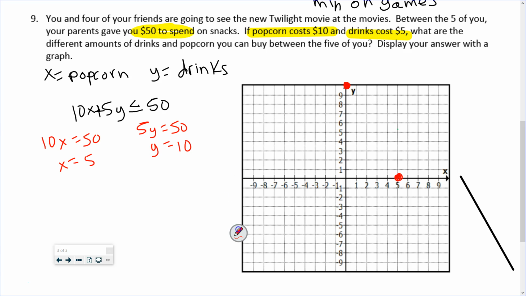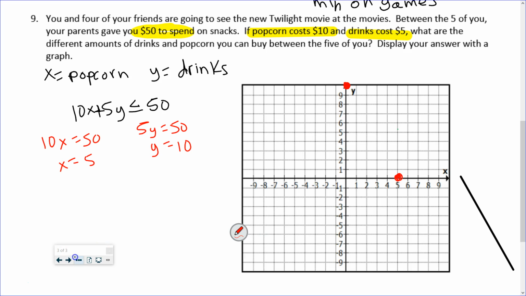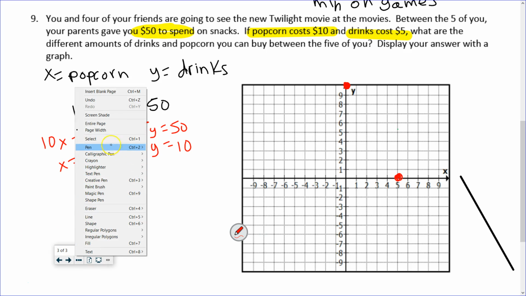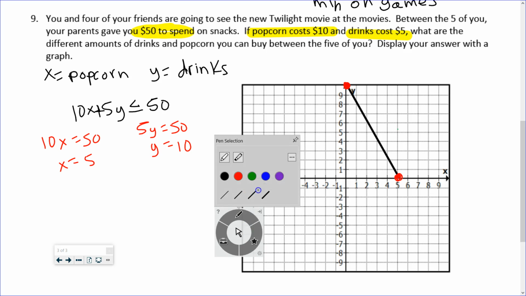Okay. Am I going to connect this using a solid or dotted line? Solid. How do you know? Because it is equal. I'm allowed to be equal to 50. I can spend it all. Okay. Now, where am I going to shade? Below. So am I going to shade everything below this line? No, I am not. Why can't I go all the way?